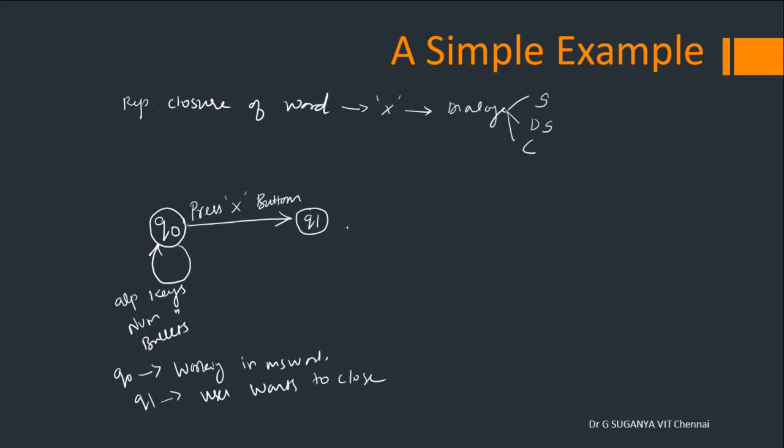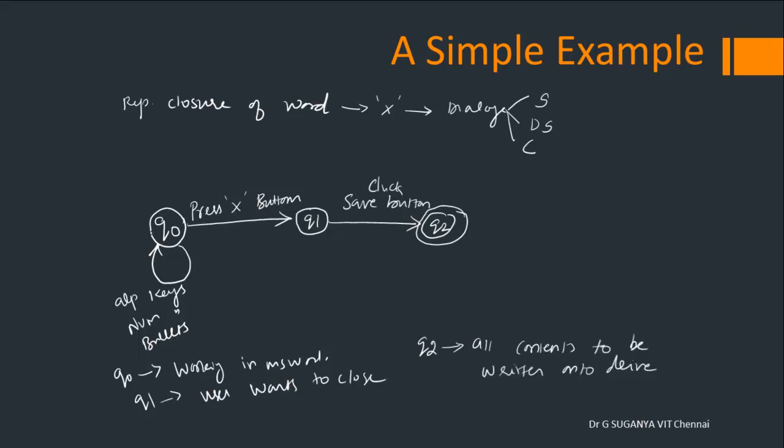Hence, what needs to be done? It has to give you a dialog box, right? In the dialog box, if you press the save button, so what is your input? If you press the save button, you should be taken to a state called Q2, where Q2 represents the fact that all contents are to be written onto the drive.